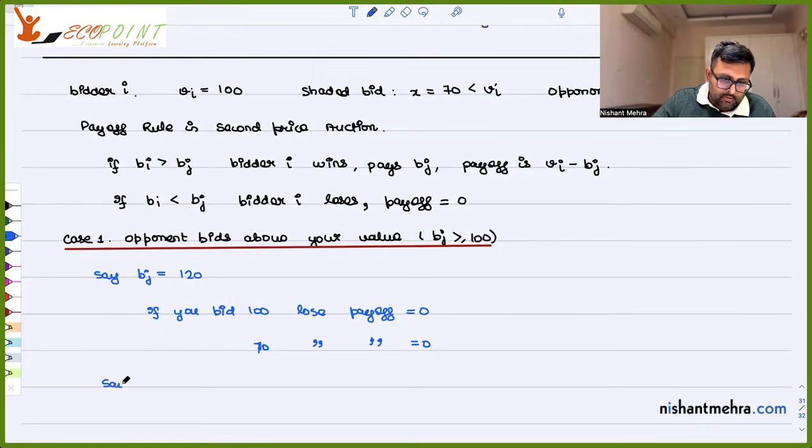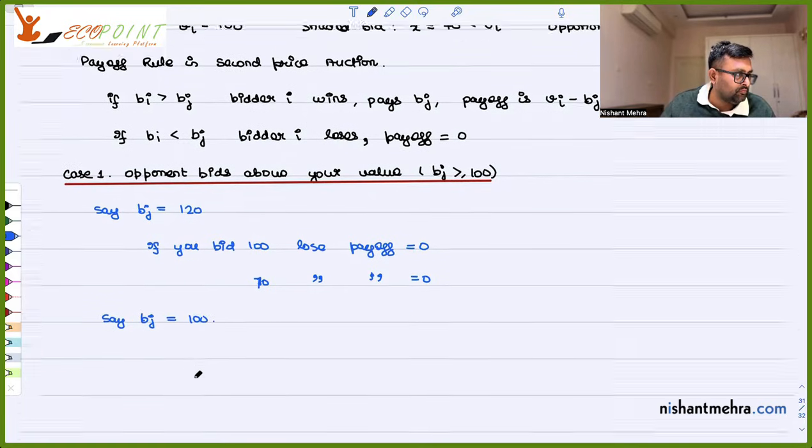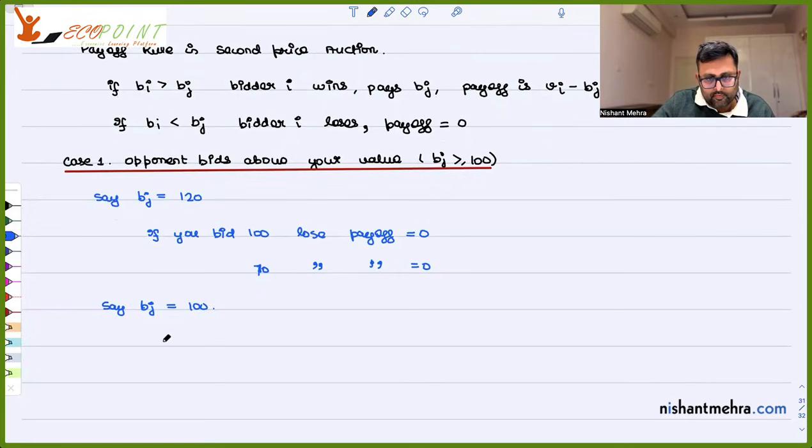Say BJ is 100. So the other person has bid exactly equal to your true value. So if you bid 100, that is, if you do truthful bidding, you can lose or you can win, depending upon what happens if there is a tie. So if you are player I and I'm player J, I have bid 100, which is equal to your true value. So both of us have bid the same amount. So there will be some tie breaking rule, right? So that depends on that.